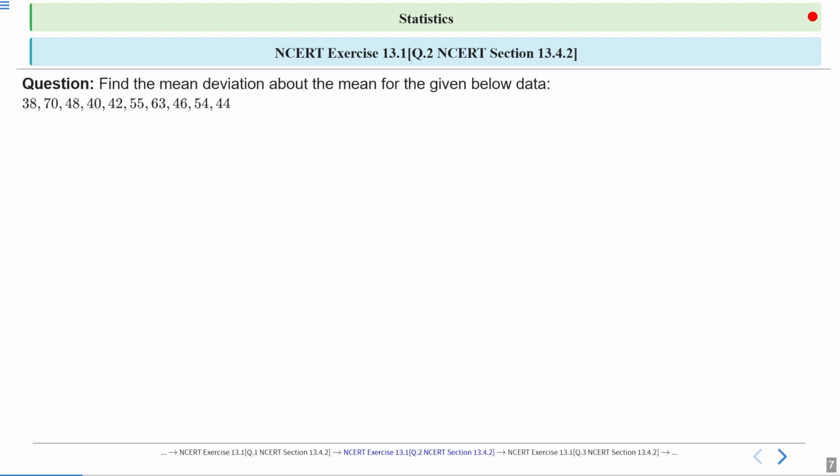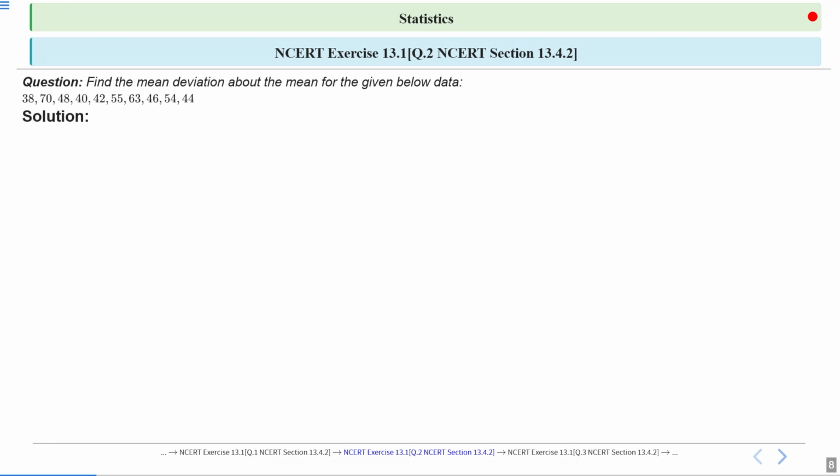So first of all, try it yourself. The question is to find the mean deviation about the mean for the data given below. Now we will solve this question step by step. So first of all, let's write down the data set we are working with. The data set is 38, 70, 48, 40, 42, 55, 63, 46, 54, and 44.